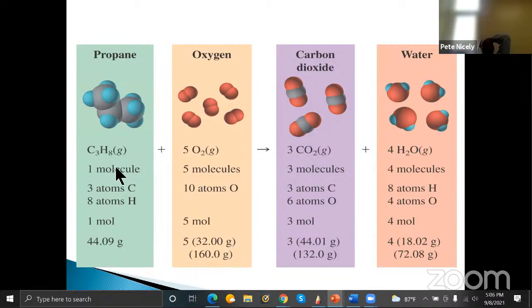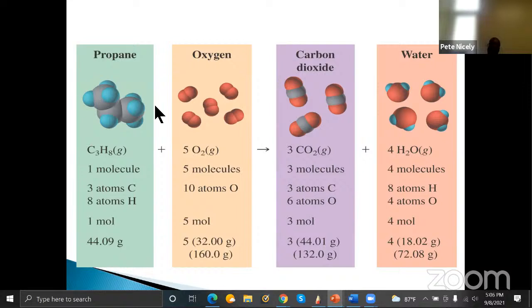1 molecule of propane will react with 5 molecules of oxygen to form 3 molecules of carbon dioxide and 4 molecules of water, right? Now, what is true at the molecular level, we can establish a similar relationship at the molar level. So in other words, 1 mole of propane will react with 5 moles of oxygen to form 3 moles of carbon dioxide and 4 moles of water, all right?